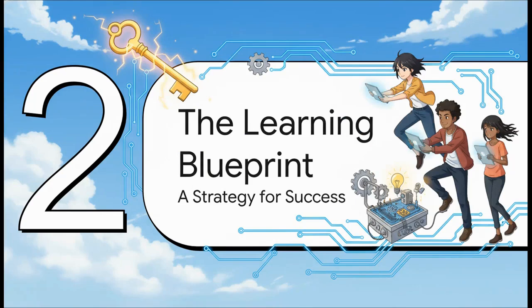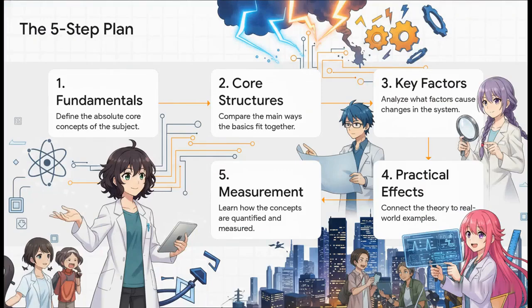The way we've structured this entire explainer is based on a simple but super effective learning strategy. You can think of it like a master key that can unlock any complex topic you come across. And here it is, our 5-step plan. It's pretty straightforward. First, you define the absolute basics. Then, you compare the main ways those basic pieces can fit together. After that, you dig into what actually causes things to change. Then, you connect all that theory to the real world. And finally, you learn how to measure the whole shebang. Simple, logical, and it works.